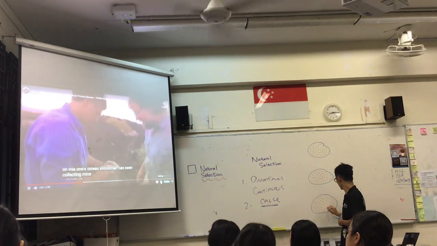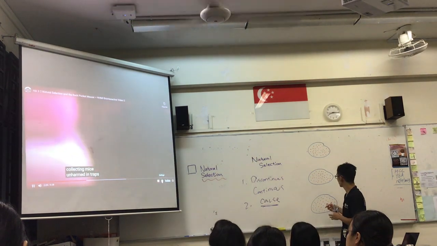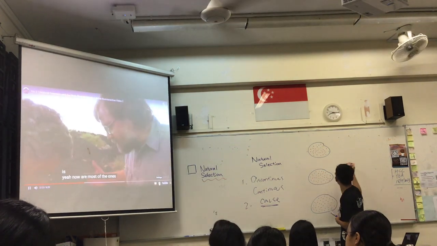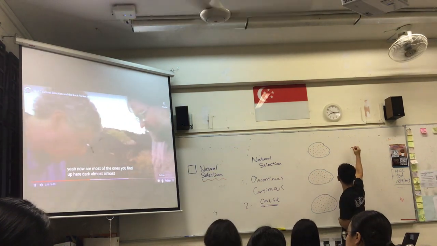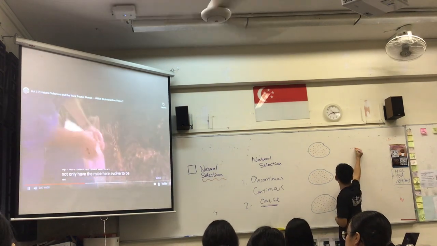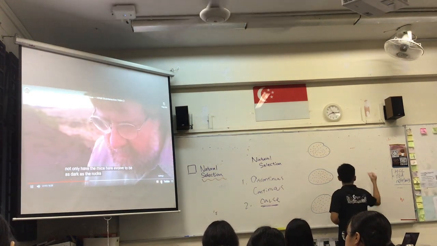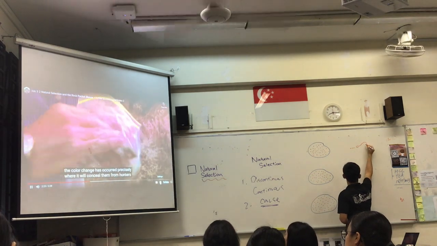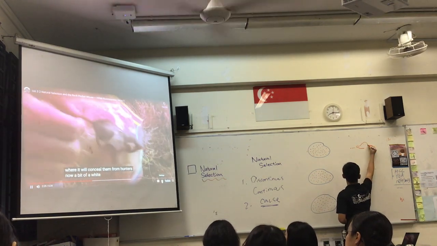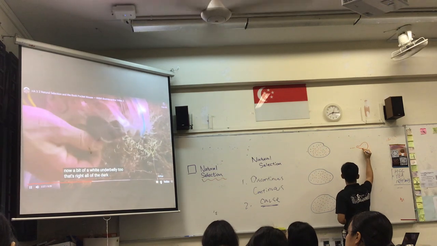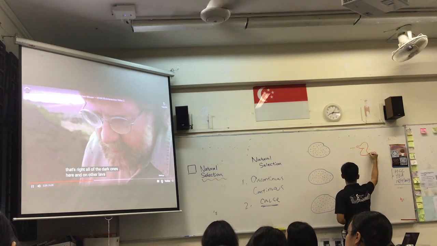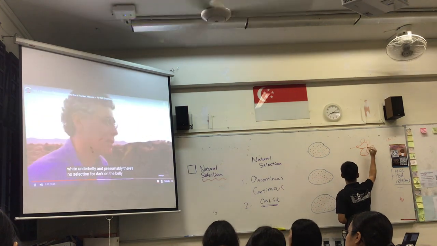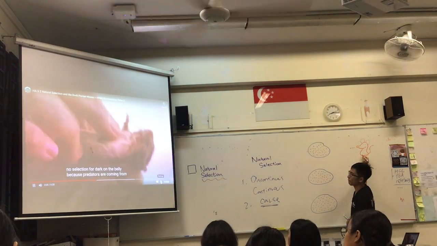Collecting mice, unharmed in traps. And it's a dark one. It is. Now, are most of the ones you find up here dark? Almost all of them. Not only have the mice here evolved to be as dark as the rock, the color change has occurred precisely where it will conceal them from hunters. And a bit of the light underbelly, too. That's right. All of the dark ones here have a white underbelly because there's no selection for a dark underbelly, since predators are coming from above.